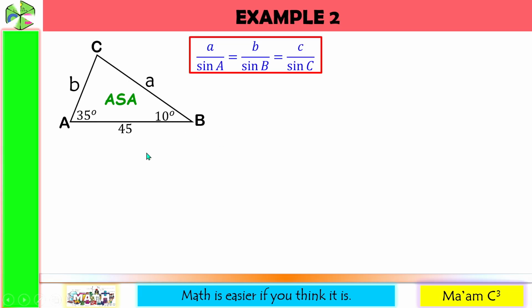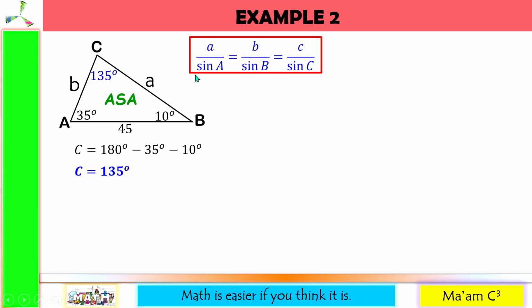The first thing that we can solve for our triangle is angle C because I already have angle A and angle B. So 180 degrees minus 35 degrees minus 10 degrees will give me 135 degrees. So I'll label this 135 degrees. The two missing sides are side A and side B. I'll solve for side A.